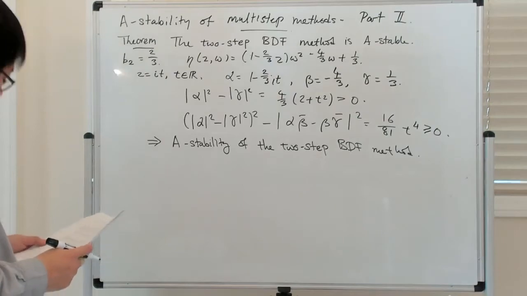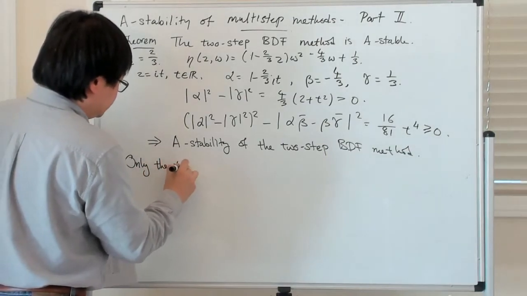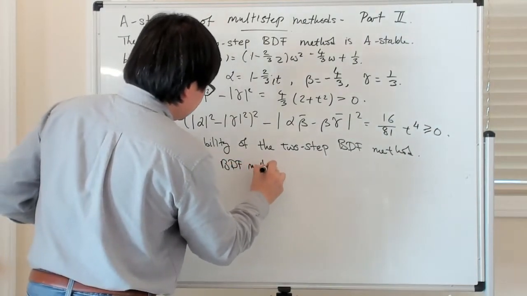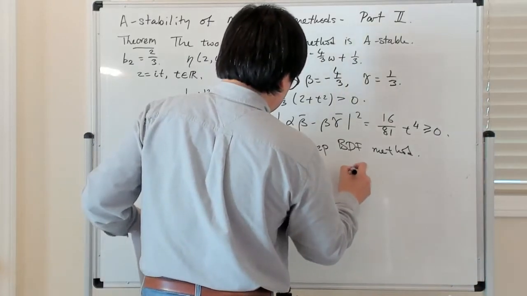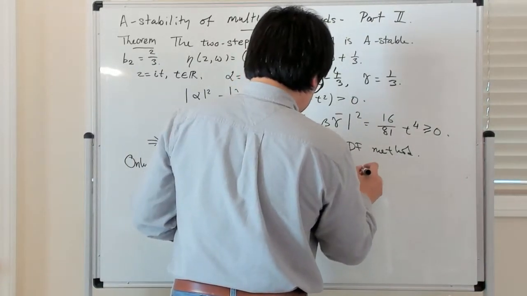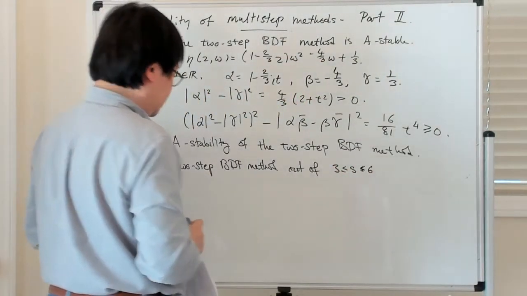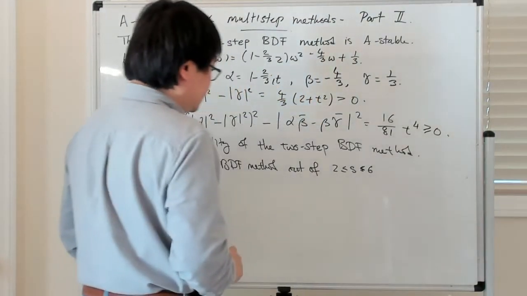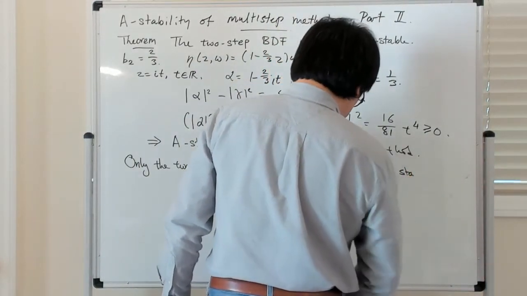Unfortunately, the rest of it is somewhat bad news. So only the two-step BDF method, out of basically the s-step BDF methods, where s is between 2 and 6, including 2 and 6, is A-stable.